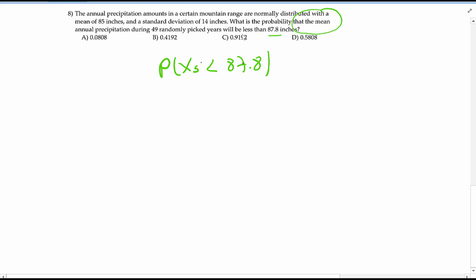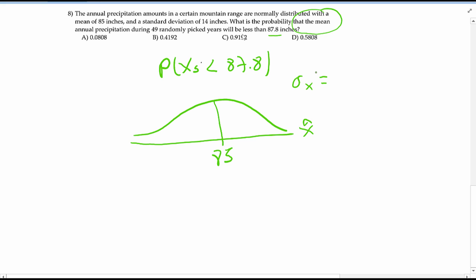We need a distribution of the sample means, but by the central limit theorem, we know that sample means are normally distributed with a mean equal to the mean of the population that they came from, which is 85, and a standard deviation, which is equal to what? The standard deviation of the population where they came from divided by the square root of the sample size, which is 49, and then this gives me 2 again. All right, but in this case I want less than 87.8, so I am looking for this area right there.